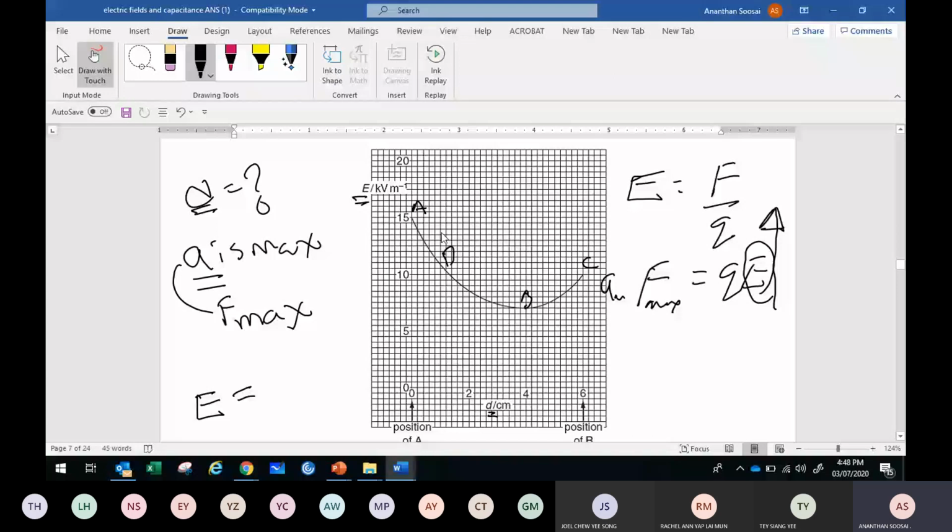So A is the answer. At A, the electron attains maximum acceleration. If they ask for the reason, what is the reason? You say: to attain maximum acceleration, force must be maximum. To have maximum force, F equals QE, so E must be maximum. Therefore, A.